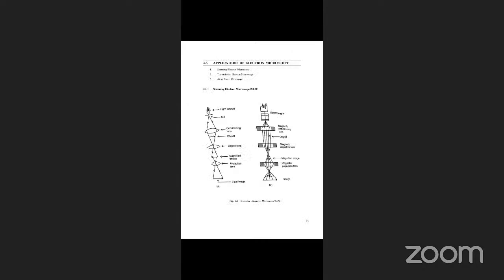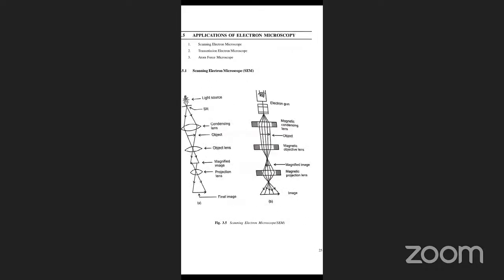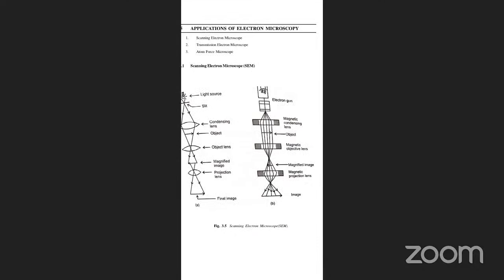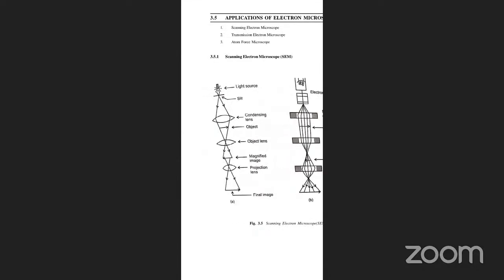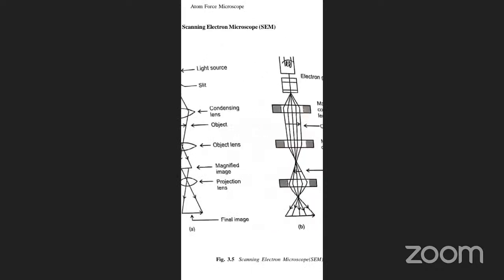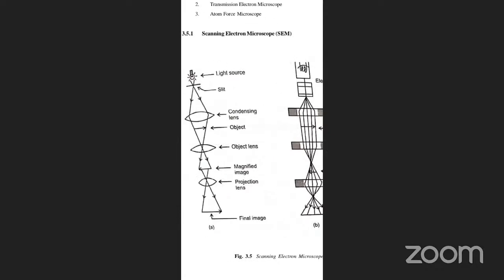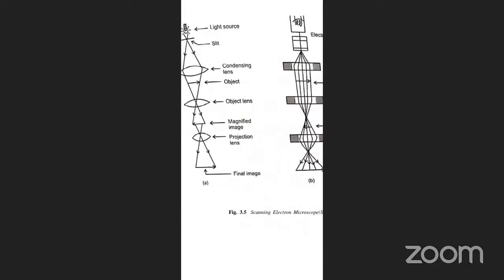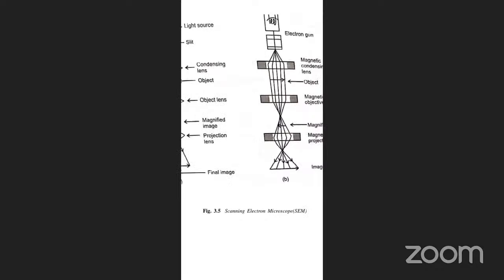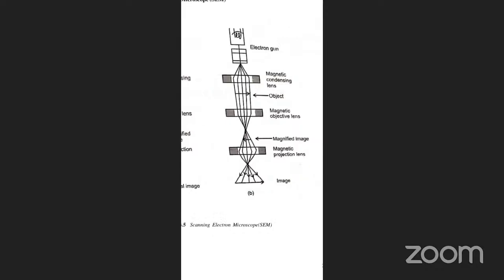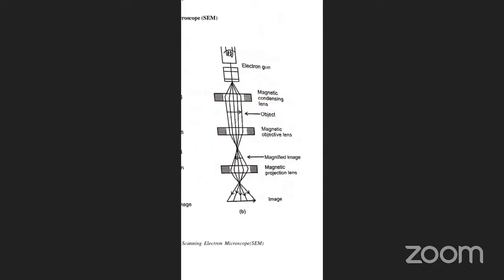Applications of electron microscopy: scanning electron microscope, transmission electron microscope, atomic force microscope. Light source, slit, condensing lens, objective lens, magnified image, projection lens, final image. Scanning electron microscope: image, magnetic projection lens, magnified image, magnetic objective lens, magnetic condensing lens, object and electron gun.